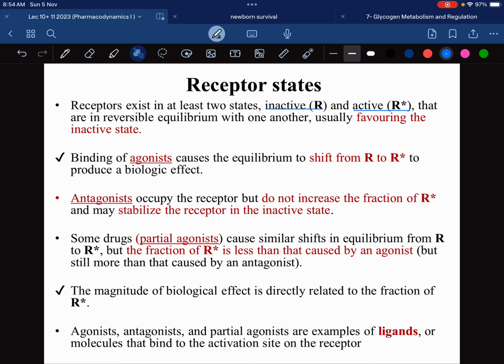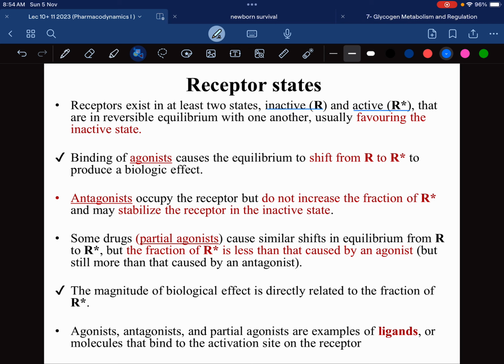So there is R and R star, two states of the receptor. One of them is the active R star, and the R is inactive. There are reversible conformational changes between R and R star, and always the receptor likes to be in the R state, that being the inactive form. This is the unoccupied receptor. Binding of agonist, when there's an agonist around the binding site, causes the equilibrium to shift from the inactive to active. That means, in other words, that the agonist will activate the receptor.